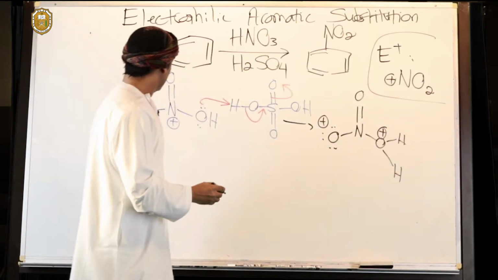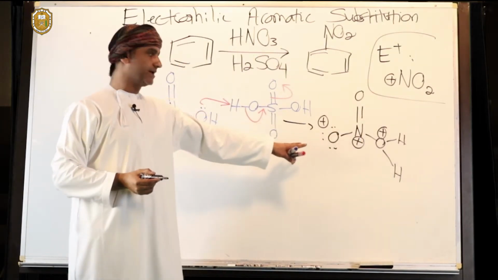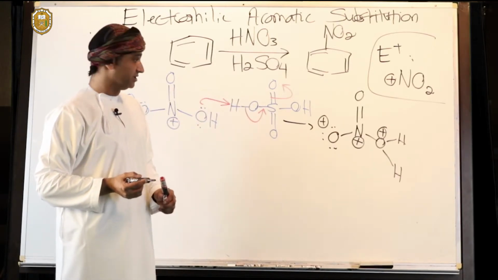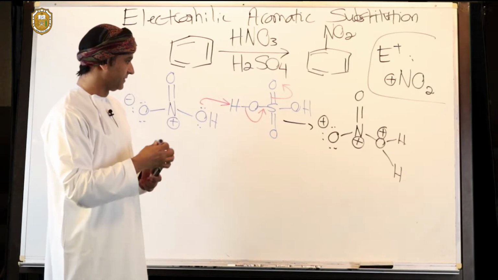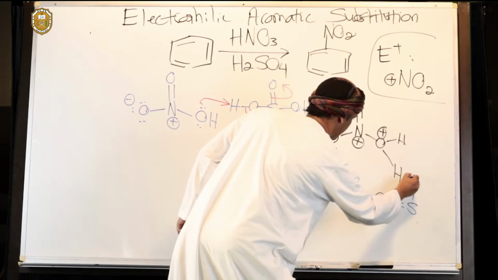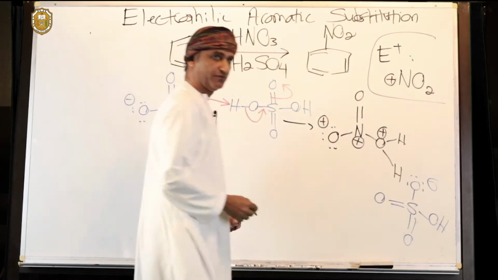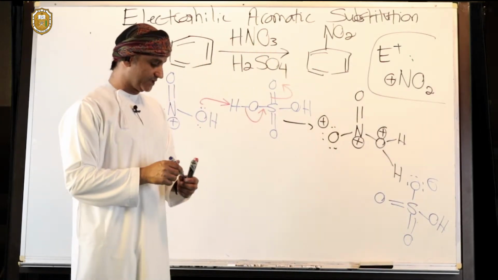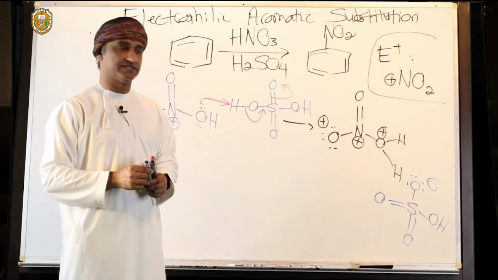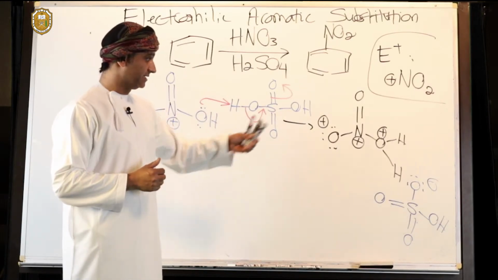This is protonated nitric acid as one product, in addition to the conjugate base of sulfuric acid, which is the hydrogen sulfate. So that's also obtained here. This is the HSO4 minus, the conjugate base of sulfuric acid, as a result of this acid-base reaction, or protonation reaction, of the OH group in nitric acid.